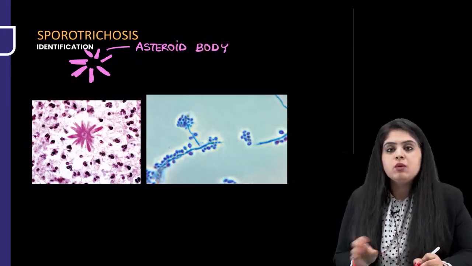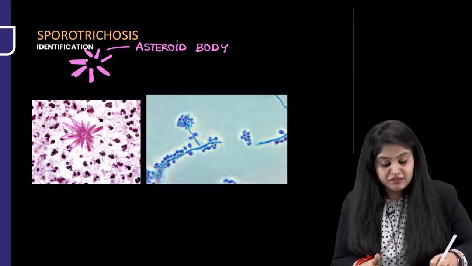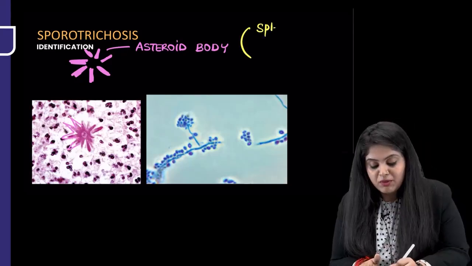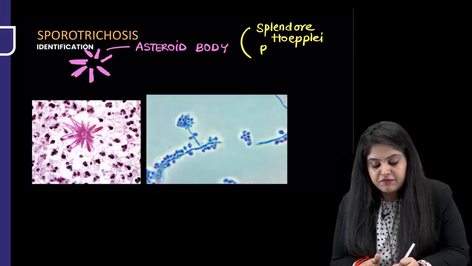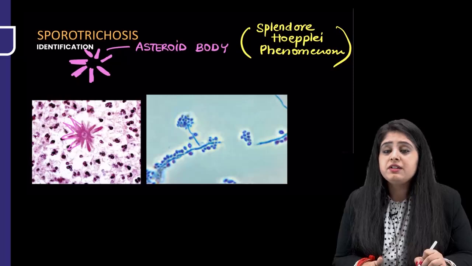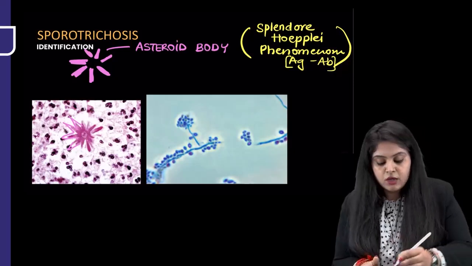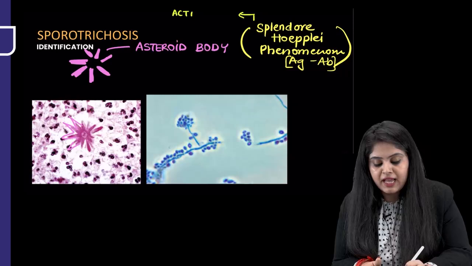You must be wondering, what are these pink lines that you're seeing over here? This is referred to as the Splendore-Hoeppli phenomenon. Where else have I taught you the Splendore-Hoeppli phenomenon? We studied it in actinomyces, remember? And over there also I told you this was the famous antigen-antibody reaction. So, quick recap: the Splendore-Hoeppli phenomenon is known with actinomyces, and it is also seen in sporotrichosis, or Sporothrix schenckii.